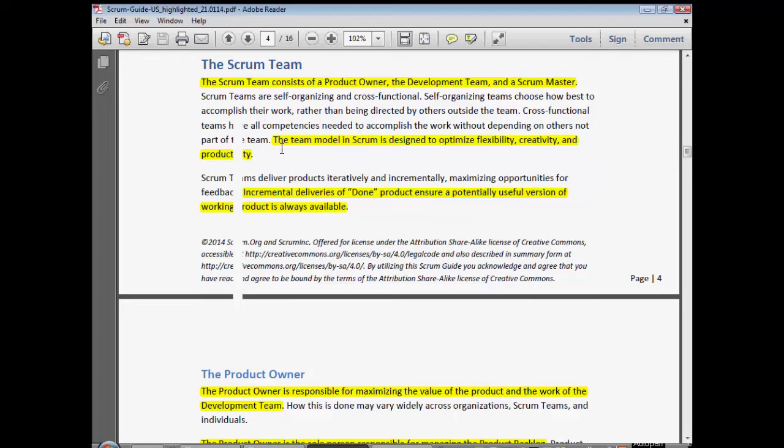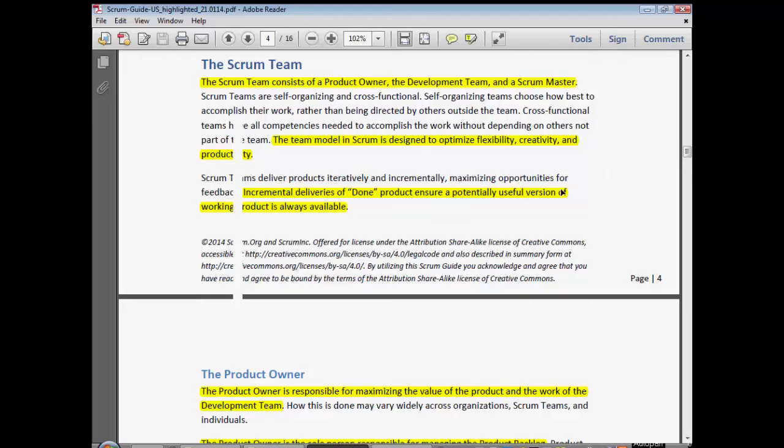Next, drawing attention to the fact that this model, so the fact that there is a development team and they are part of the wider Scrum team, and the fact that there are explicitly just three roles, is specifically designed to optimize flexibility, creativity, and productivity. In other words, there's a reason why the team has been designed this way. It's been designed without stakeholders, without other members of the organization. But it has been designed with the key people necessary to deliver a working increment of a product and to collaborate, really, in order to do that.